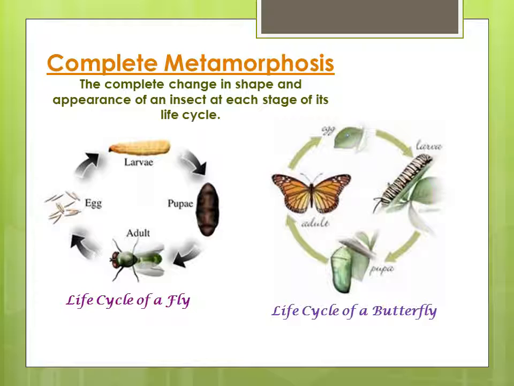We're going to take a look at the life cycle of a fly as well as the life cycle of a butterfly. You'll see that for both insects, they still have 4 stages: the egg stage, the larva stage, the pupa stage, and ultimately the adult stage.